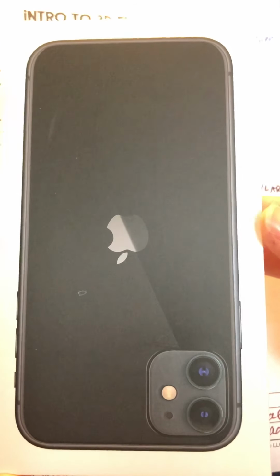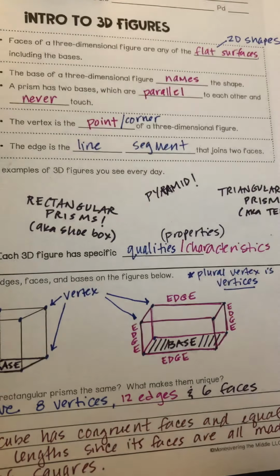The base is different. The base of a three-dimensional figure names the shape. So if this is a base, this front and the back, well, that's a rectangle. So this is a rectangular prism, okay? So it names the shape. If it had a triangular base, it would be a triangular prism. If it had a hexagon, it would be a hexagonal prism. A prism has 2 bases which are parallel to each other and never touch. So for example, the front of this iPhone box is never going to touch the back side, right? It would never touch that.